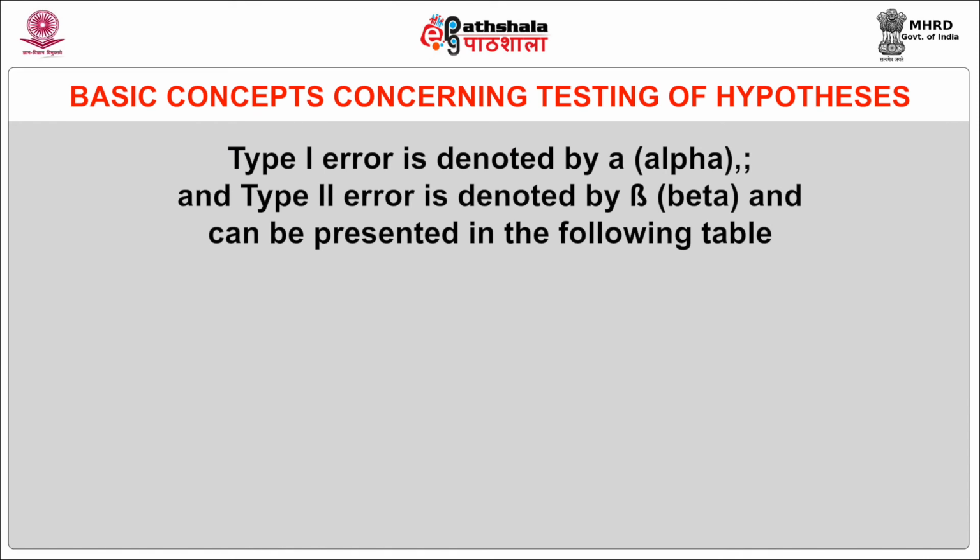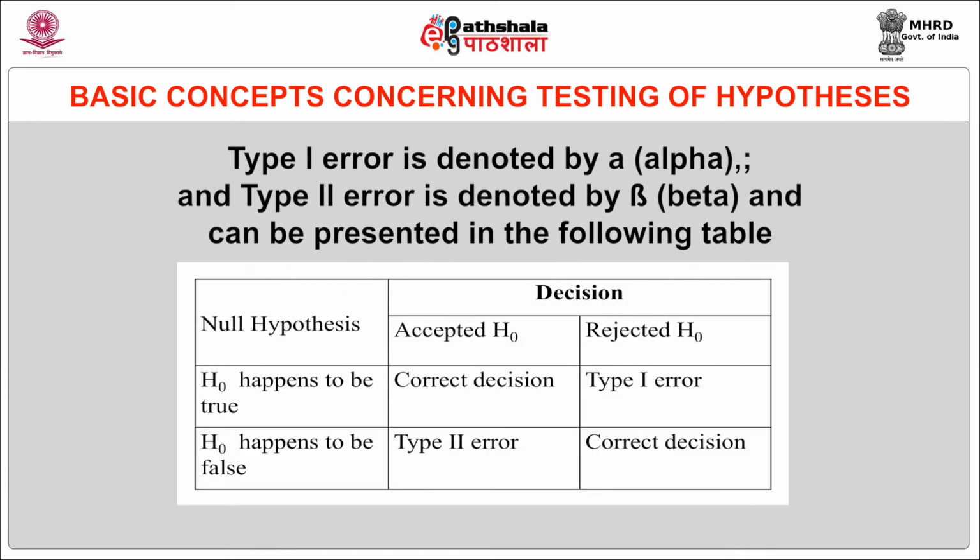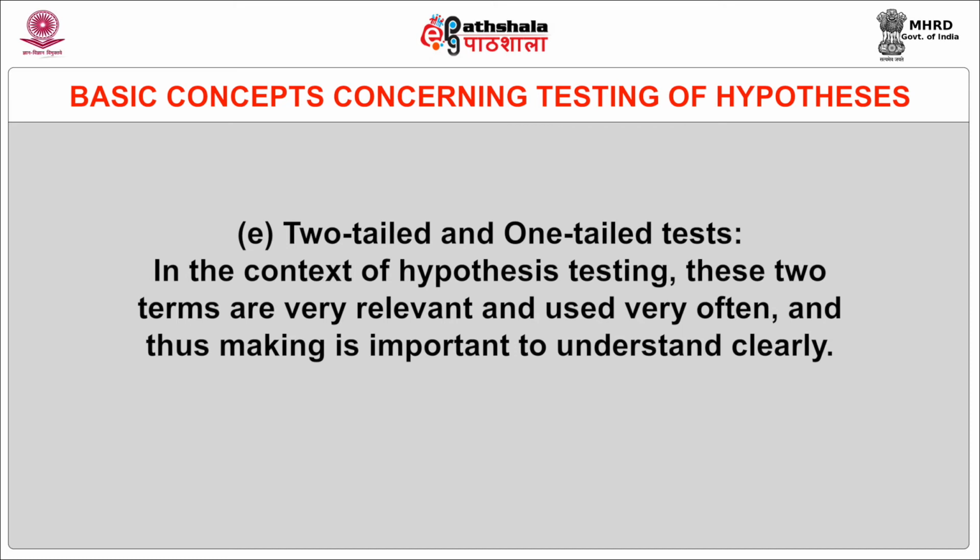Type 1 error is denoted by alpha and type 2 error is denoted by beta. The two-tailed and the one-tailed test: in the context of hypothesis testing, these two terms are very relevant and used very often, thus making it important to understand them clearly. A two-tailed test rejects the null hypothesis if, say, the sample mean is significantly higher or lower than the hypothesized value of the mean of the population. Such a test is suitable when the null hypothesis is some specified value and the alternative hypothesis is a value not equal to the specified value of the null hypothesis.